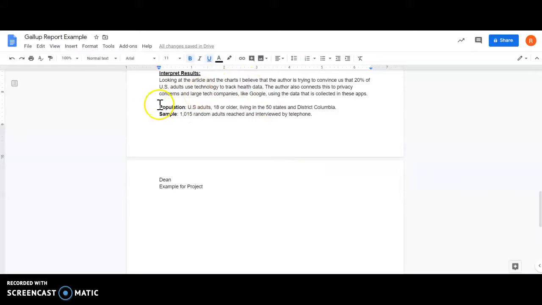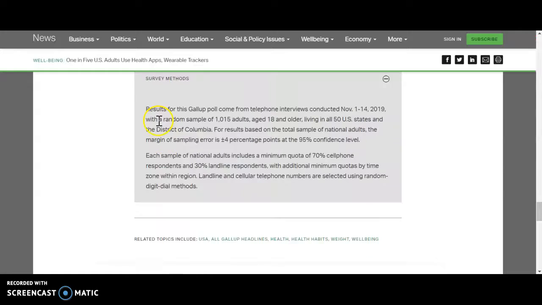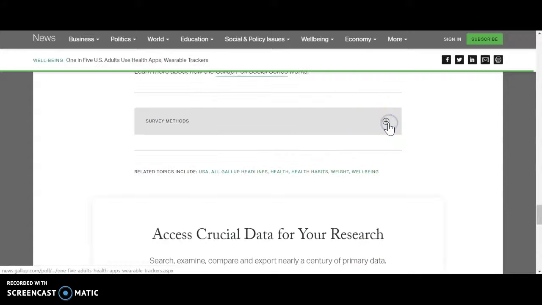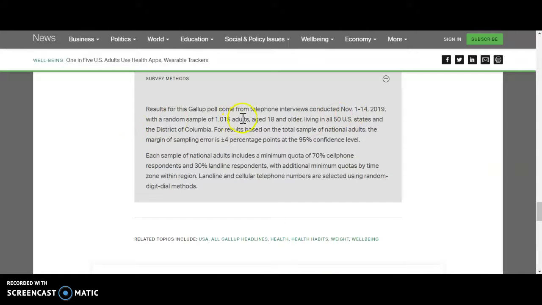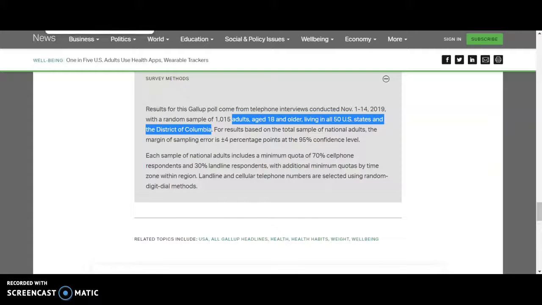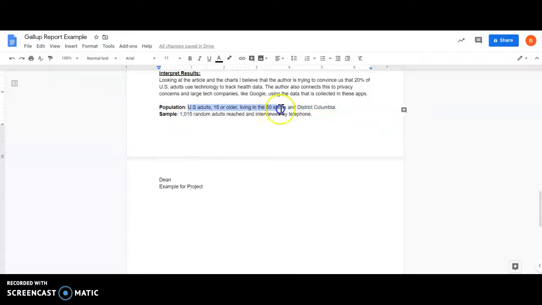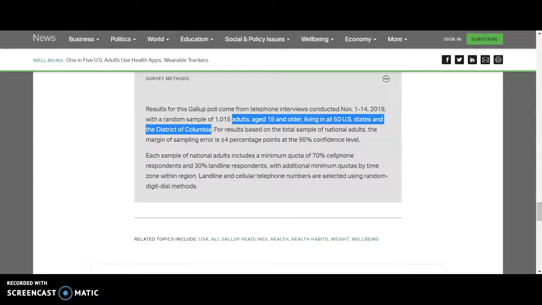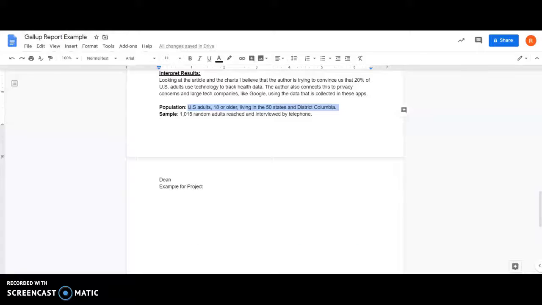But then the last thing is population and sample. What's nice about that bottom line, that survey methods, is if you guys have it, you can easily see that my population is adults living in all 50 United States and the District of Columbia. And so that is what I put, U.S. adults, 18 or older, living in the 50 states or District of Columbia. And then my random sample is 1,015 of those adults, and they were interviewed by telephone, is what I added in there.